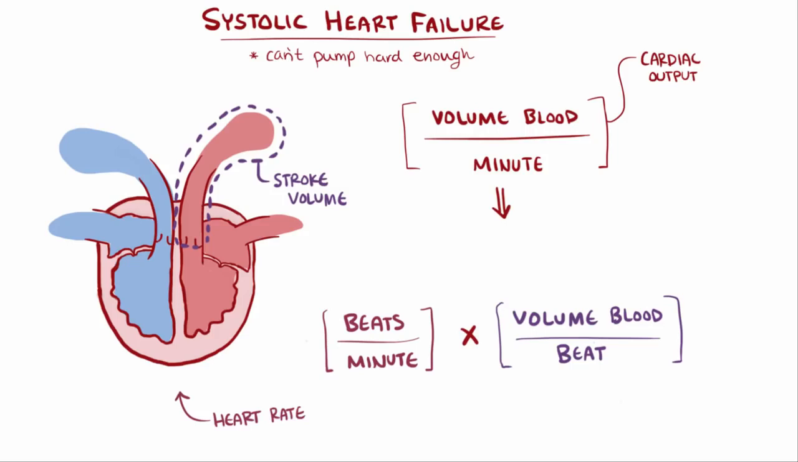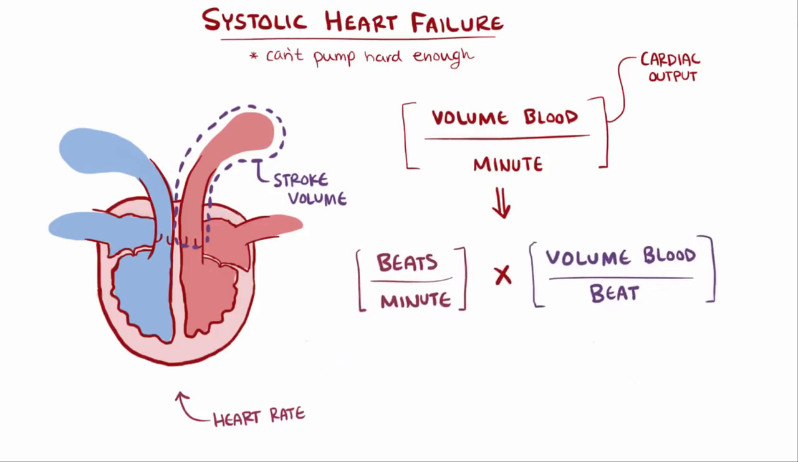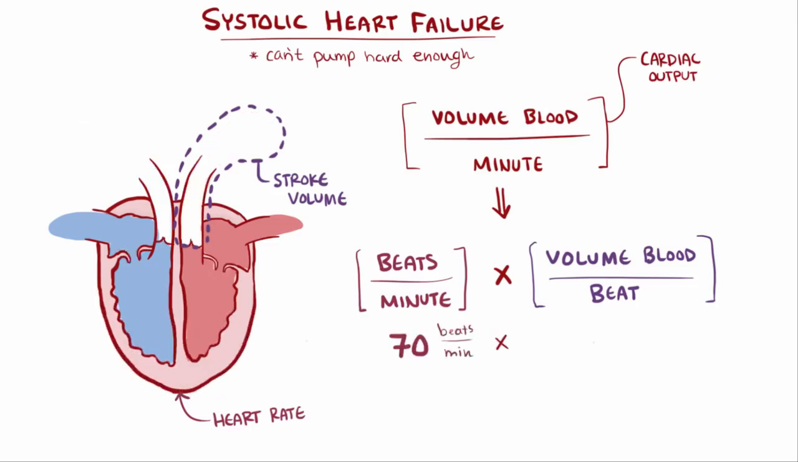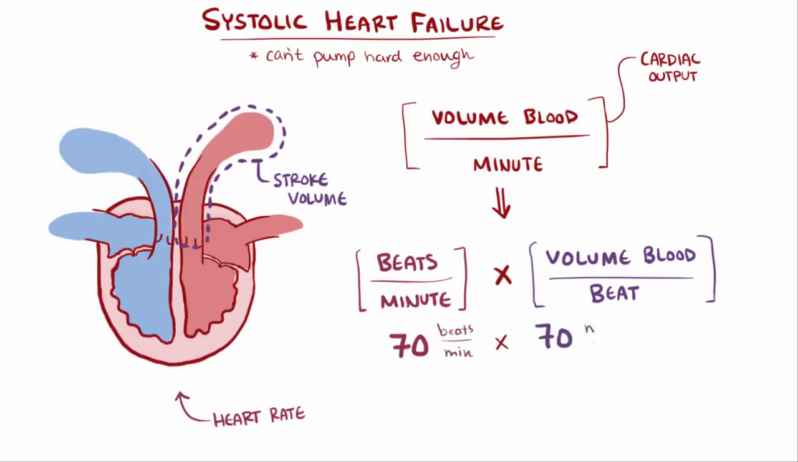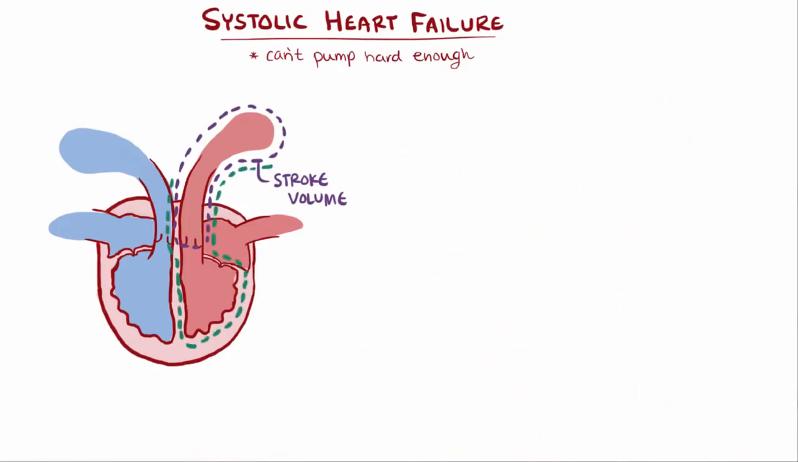The heart rate's pretty intuitive, but the stroke volume's a little tricky. For example, an adult heart might beat 70 times per minute, and the left ventricle might squeeze out 70 milliliters per beat. So 70 times 70 equals a cardiac output of 4,900 milliliters per minute, which is almost 5 liters per minute. So notice that not all of the blood was pumped out, right?